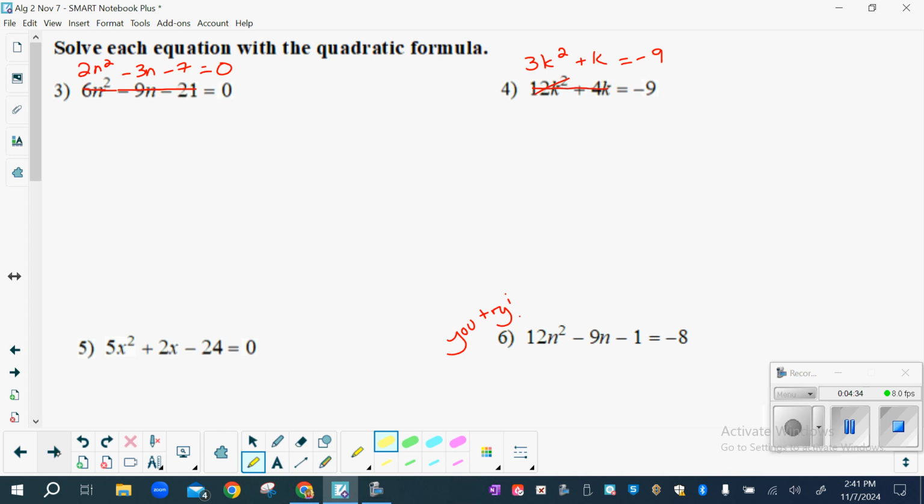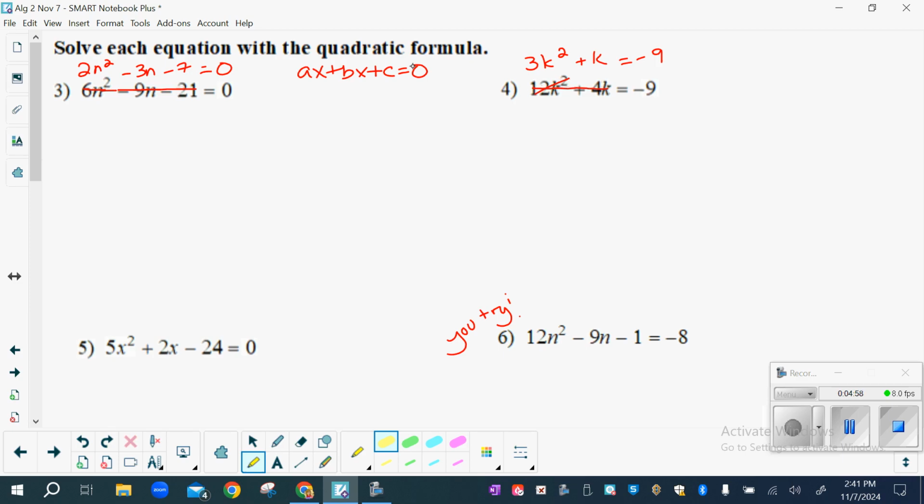Okay, so we want it to be in standard form. Ax squared plus bx plus c equals 0. Is this in standard form? Yeah, it's equal to 0, right? And then this is in order, n squared, n, and a number. So yes, it's in standard form.